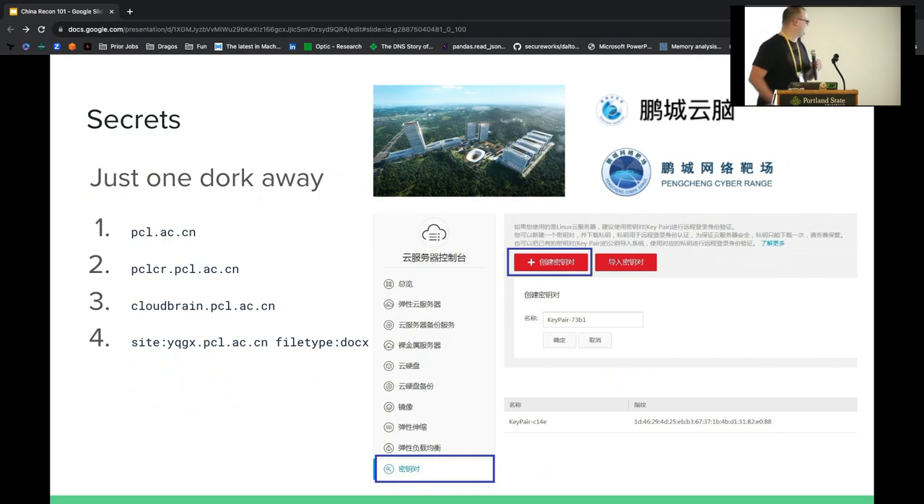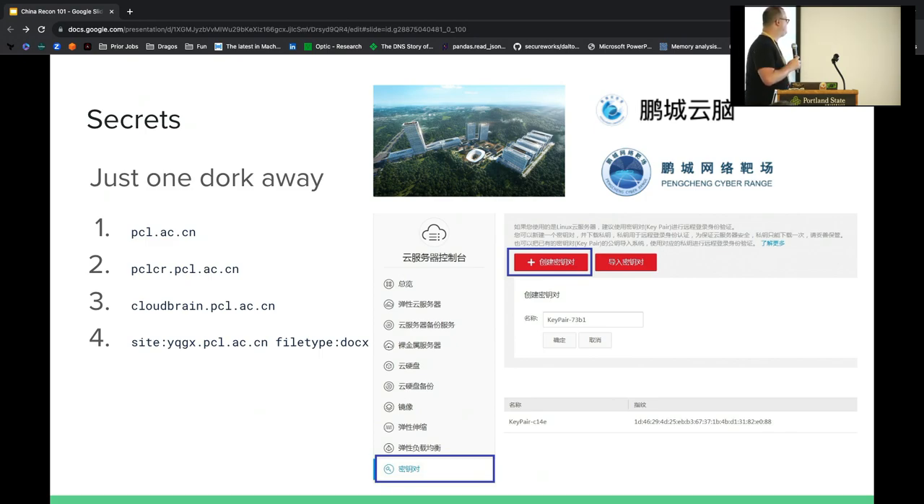Secrets, this is a little bit more applied. So Google dorking is your friend. In this case, I was interested in what sort of assets the PungChung laboratory might have, which is pcl.ac.cn. And I just dorked them a lot, just to see what they have. I'm specifically, from a professional standpoint, interested in what they have in their cyber range, because everybody has different cyber ranges. And as somebody who works in ICS, it's interesting to see what that sort of thing is.